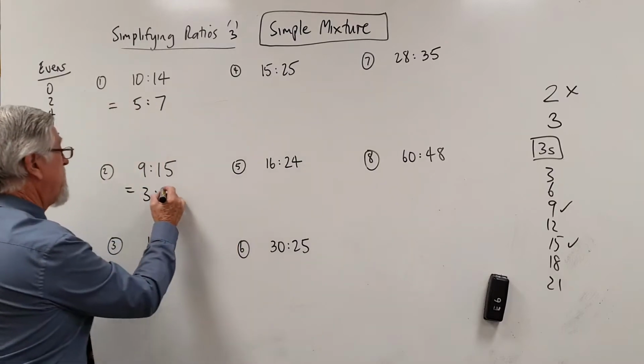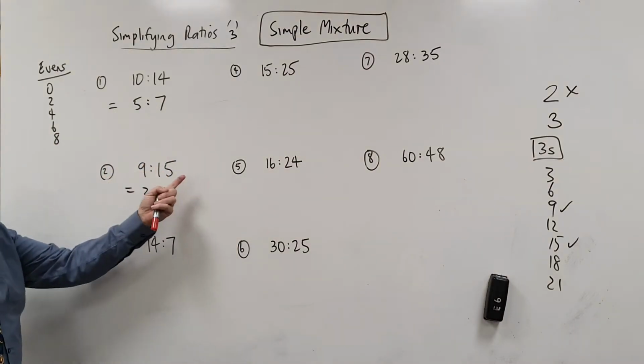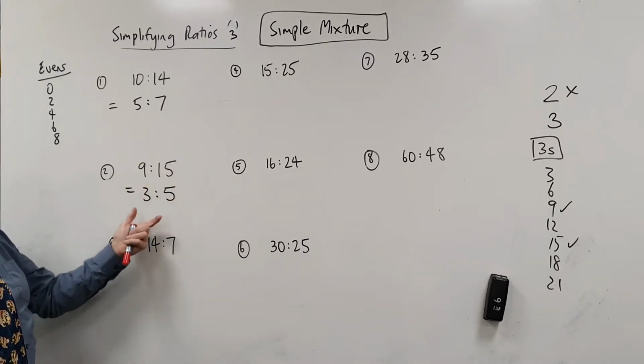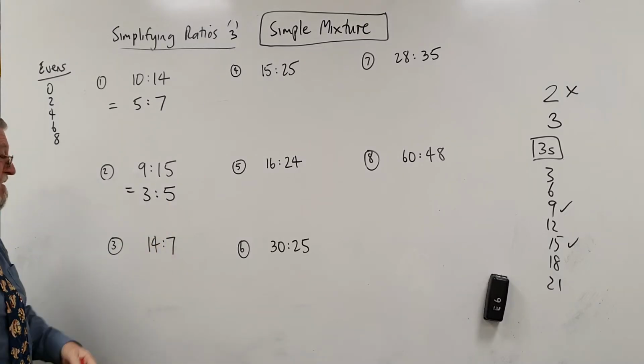So a lot of this is building on the fact that people don't know their times tables. So those are divisible by 3, or 3 fits into them. And they're as far as they can go. They can't get to smaller numbers without going to fractions or decimals.